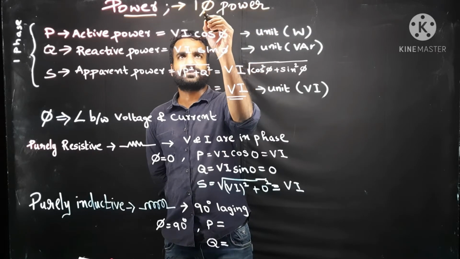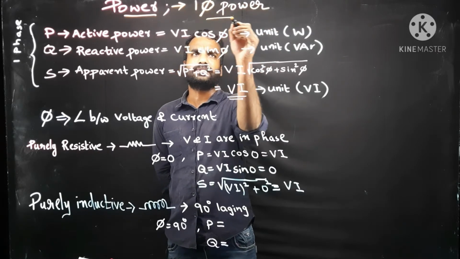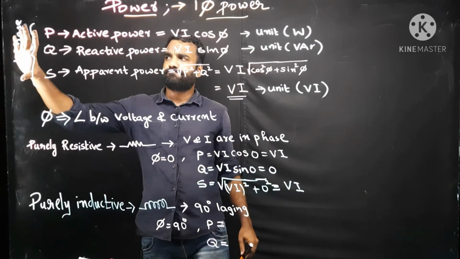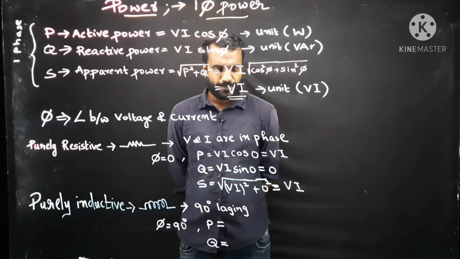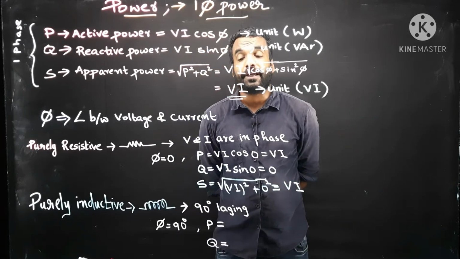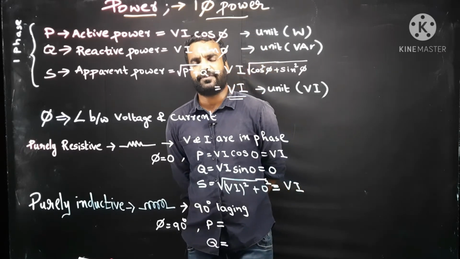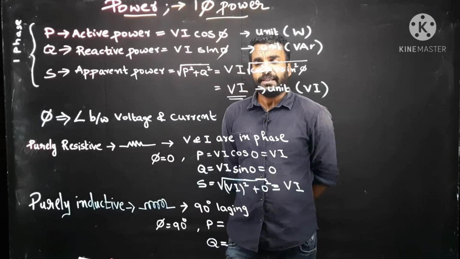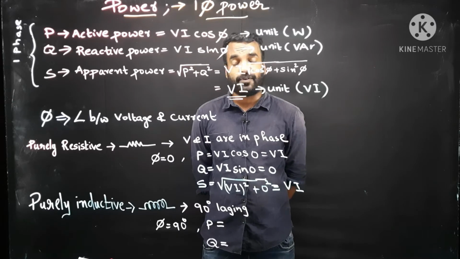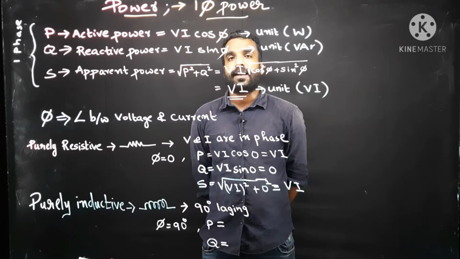This symbol is just a representation of single-phase power. For single phase, we know that there are three types of power. Not only for single phase, in three phase also there are three types of power: active power, reactive power and apparent power.